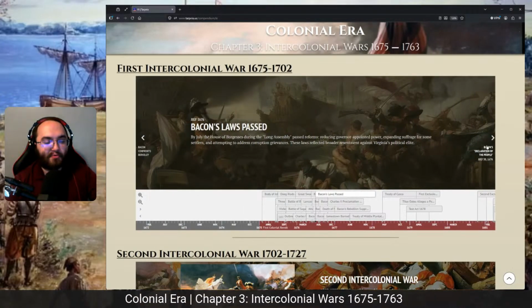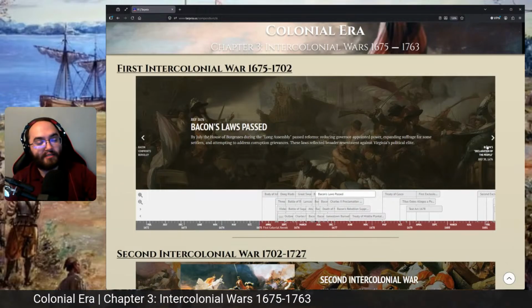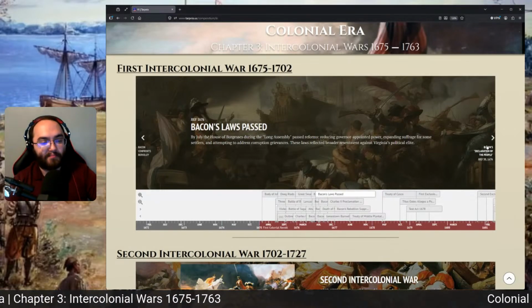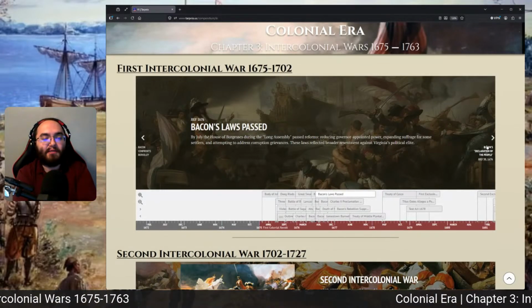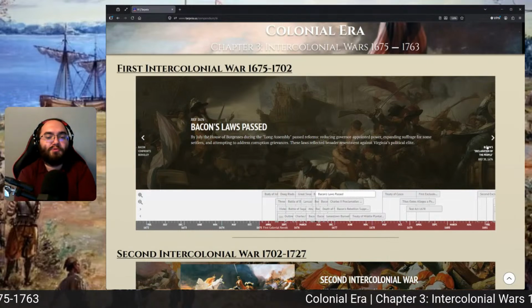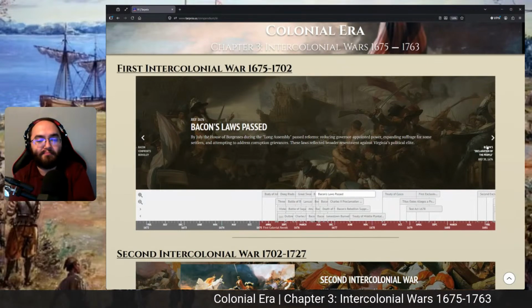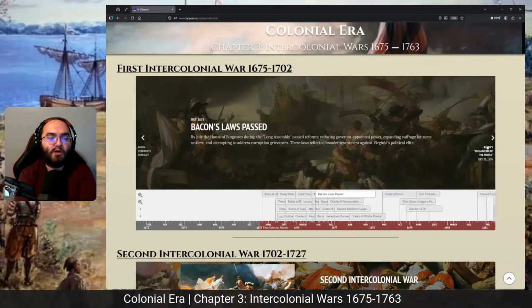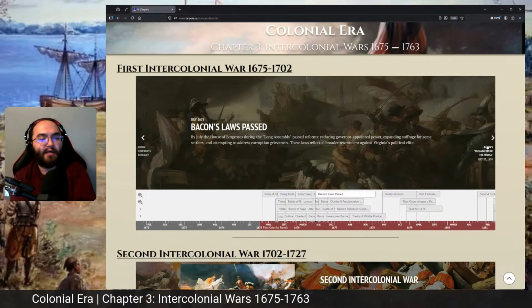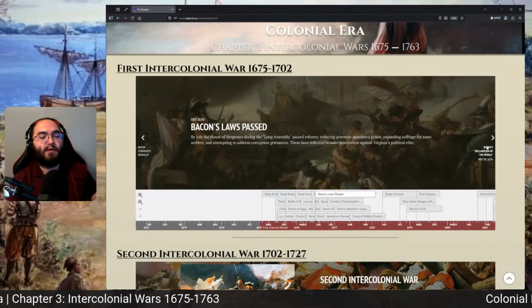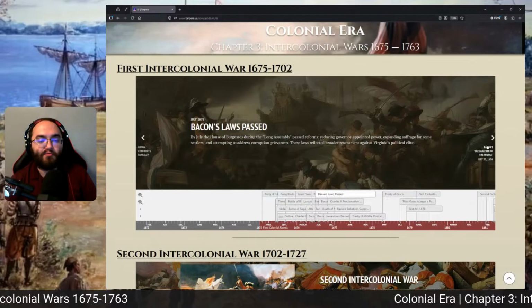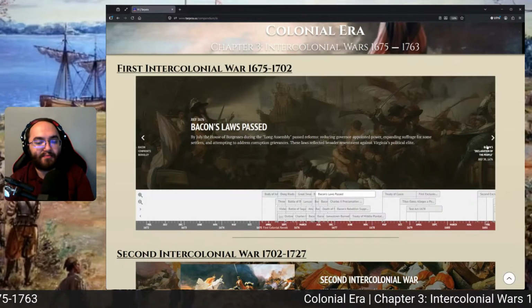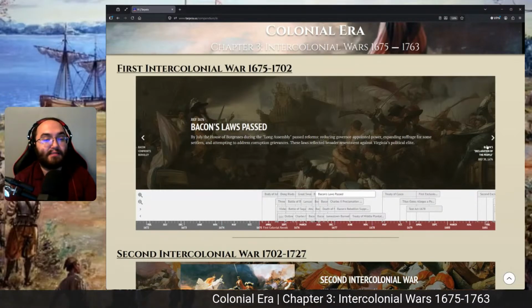The House of Burgesses, which is the Virginia Colonial Assembly, will pass a number of reforms, reducing the governor-appointed power, expanding suffrage for some settlers, and attempting to address corruption grievances. These laws reflected broader resentment against Virginia's political elite.